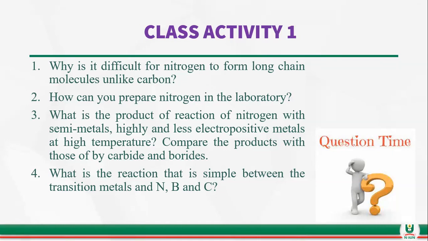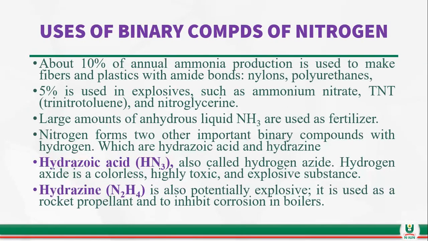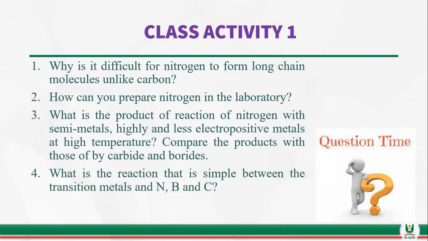Highly and less electropositive metal at high temperature. Compare the product with those of carbide and boride. So we are saying that carbide is in group 14, boride is in group 13. So we compare that, and we discover we have said some things here about reacting with semi-metal. So all you need to do is to go back to what we have just discussed and then relate it. If you cannot get it, you can ask next class so that we can look at it.